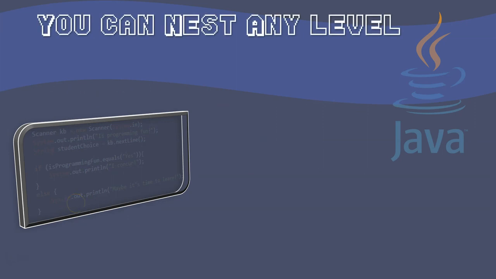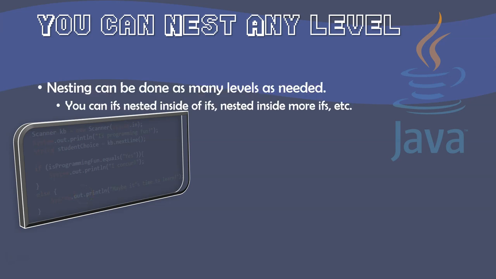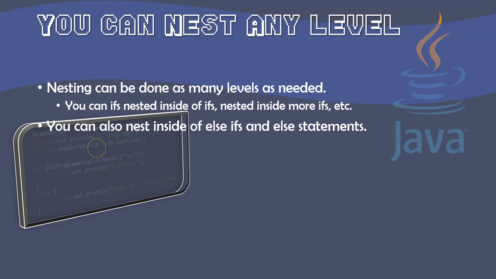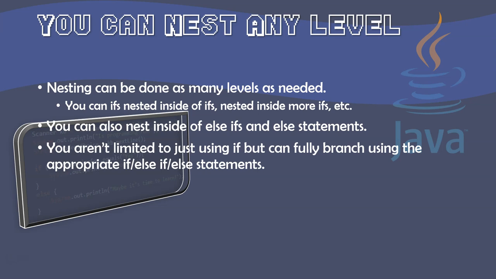Now, the thing to keep in mind when we start working with this is that you can nest to any level. Nesting can be done as many levels as needed. You can nest ifs inside of ifs, inside of ifs, inside of more ifs, as many as your memory will pretty much allocate you to have. Obviously, this could get pretty complicated, pretty ridiculous, and you probably don't need that many because there might be a better approach, but you can technically keep nesting. You can also nest inside of else ifs and else statements. Our example just looked at doing this inside of an if statement, but we could take that same code and put it inside of an else if statement, or inside of an else statement.